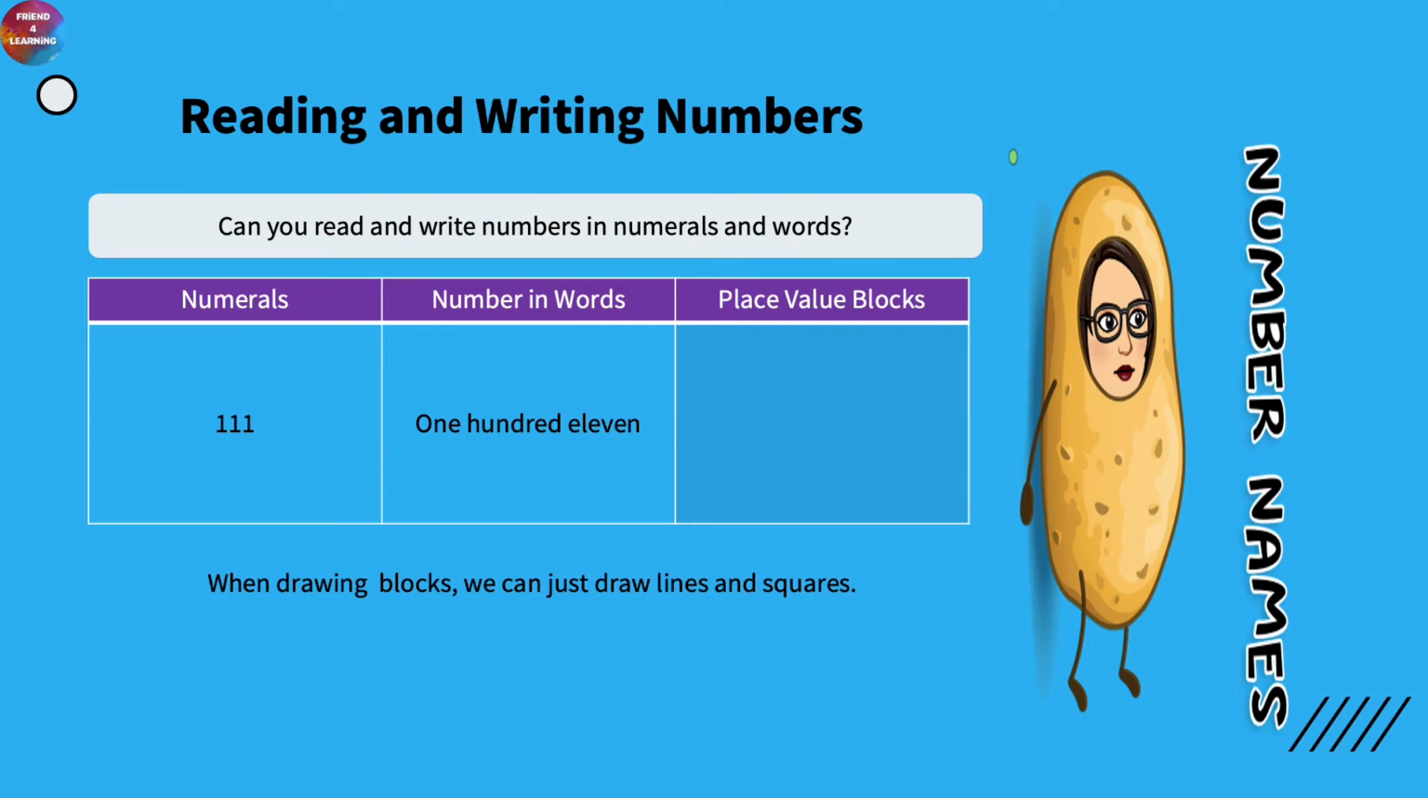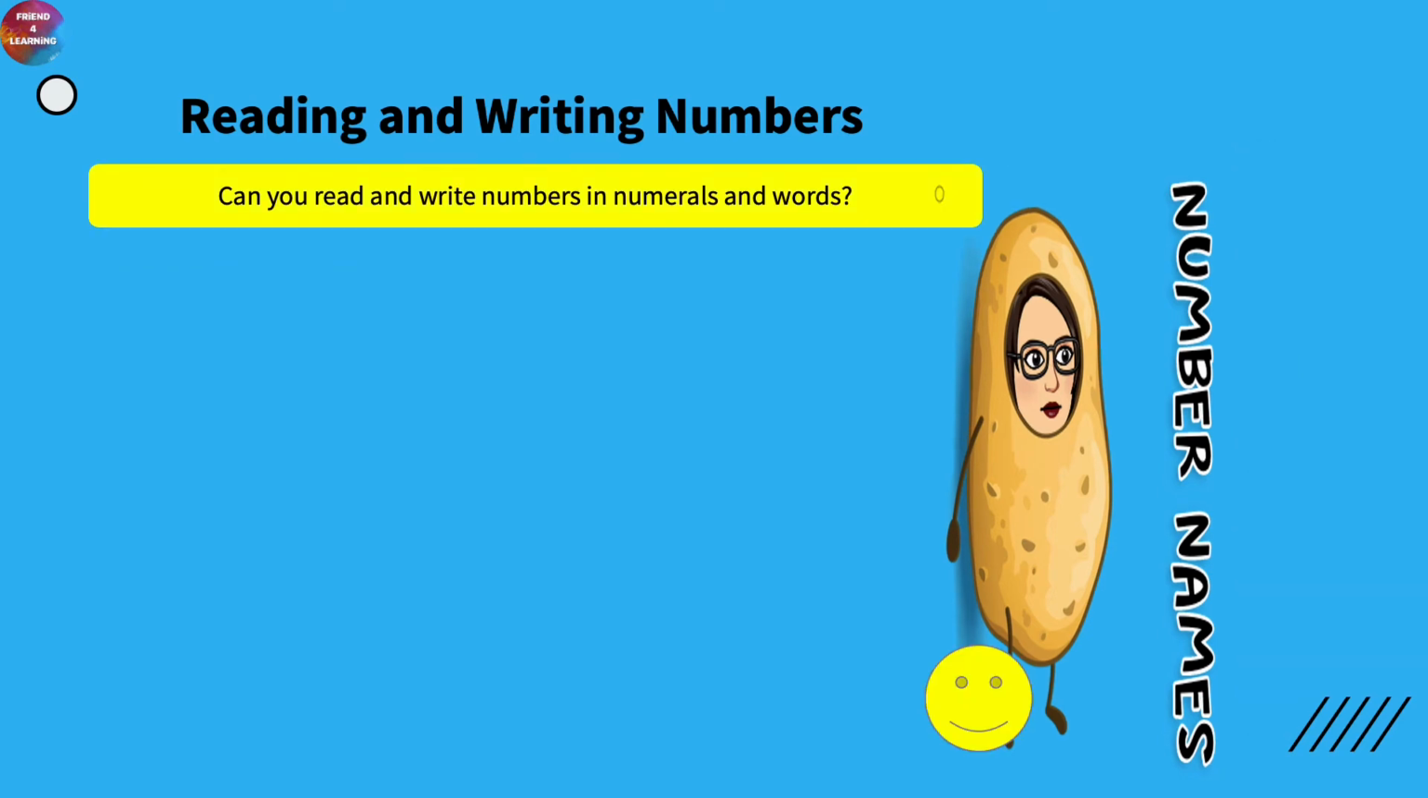And for 110, I'm going to place 1/10th block. And for 1/1, I'm going to place 1/1 block. So we have 100ths block, 1/10th block and 1/1 block. Now, let's have a look at some more examples.